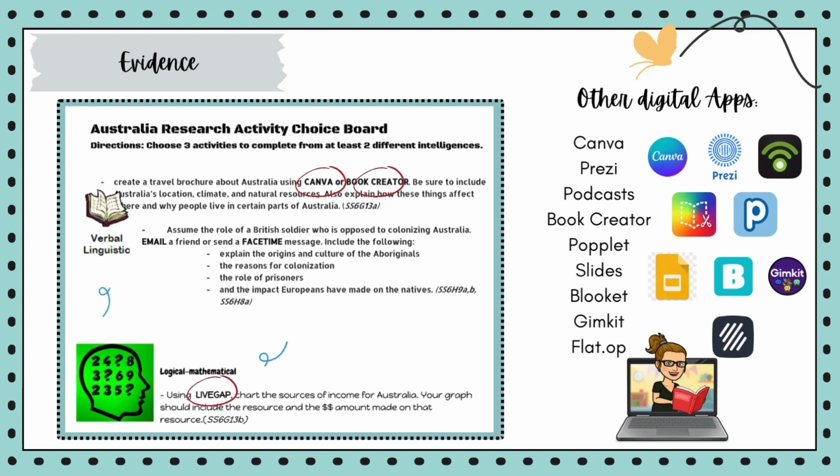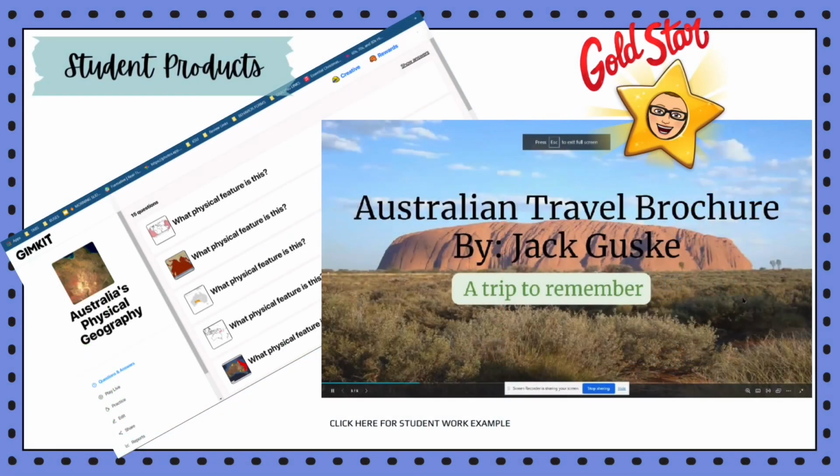Students who chose the first intelligence, verbal linguistic, were to demonstrate their mastery through the creation of a brochure using Canva or through a written email or FaceTime message. Other digital apps used to reinforce the multiple intelligence theory were Prezi, BeanPod Podcasts, Book Creator, Poplet for mind mapping, and FlatOP for musical intelligences.